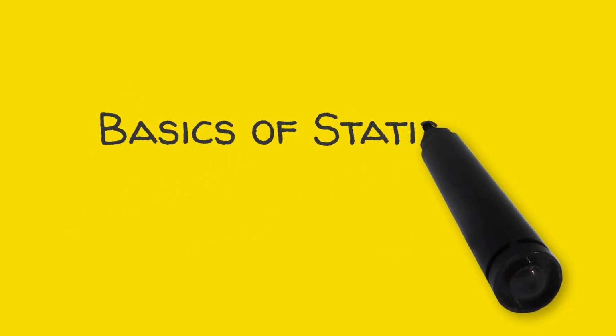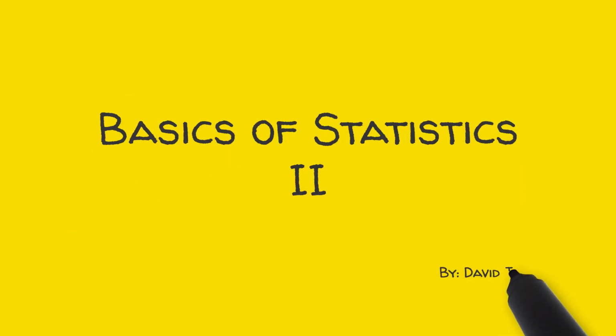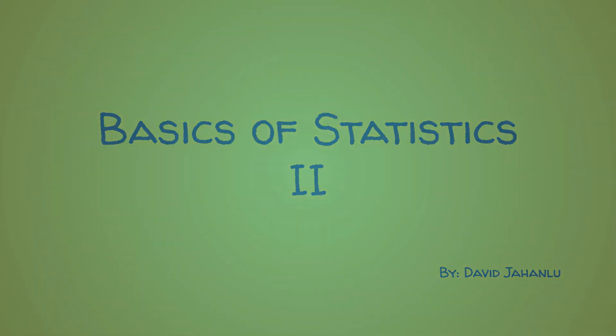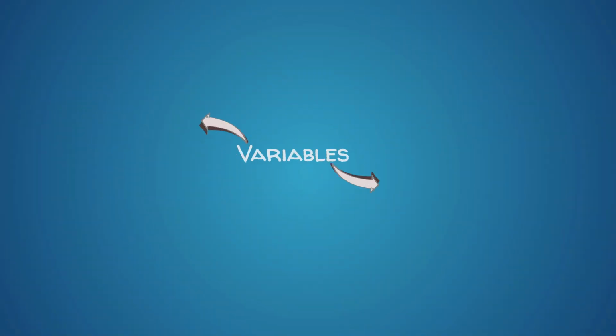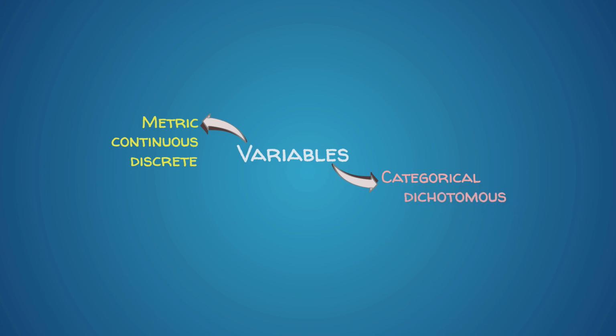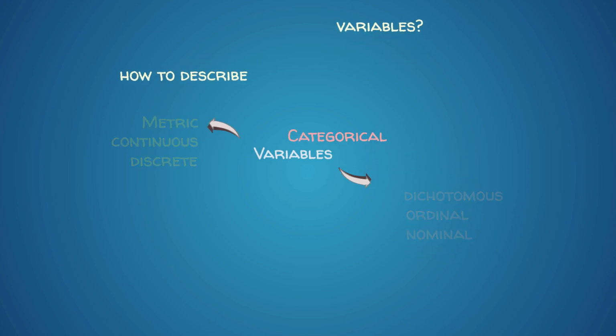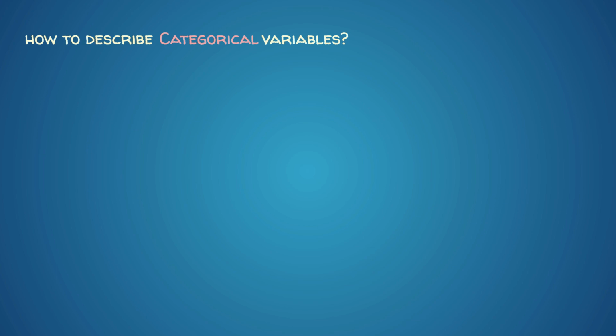Basics of Statistics, Part 2. In the previous lecture, you learned about the types of variables. In this lecture, you will learn how we describe them. Let's start with categorical variables.